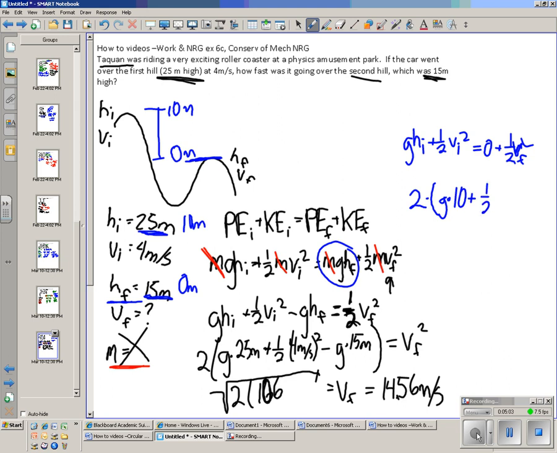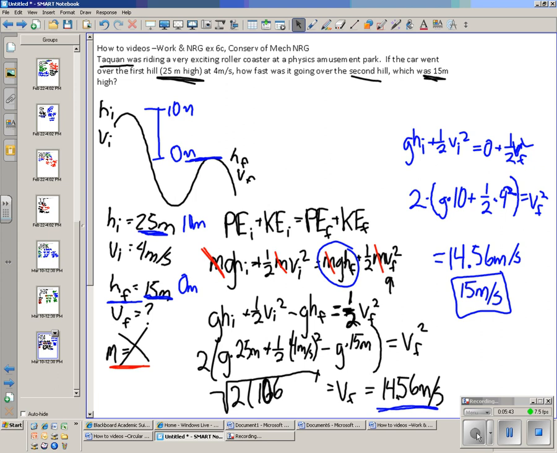plus 1/2, and my initial velocity is still the same. It's still the 4, but that's going to be squared, and then close parenthesis, and that is equal to v final squared. Okay, and then I go ahead and take the square root of both sides, and I end up with the exact same answer as before, 14.56 meters per second, or rounding off to a more reasonable number of significant digits, I can say 15 meters per second. Anyhow, it's the exact same thing as that was down here. Just little shortcuts.